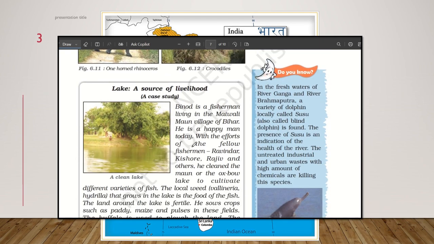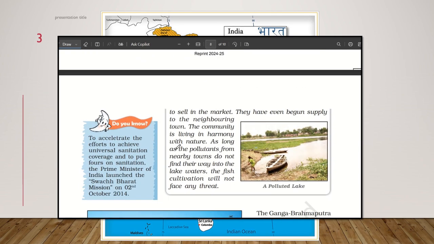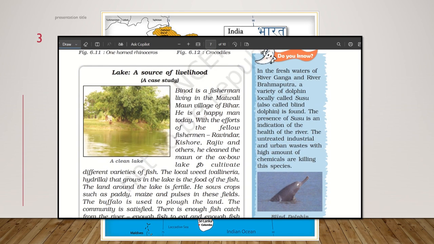So the lake is a source of livelihood. Here you can read this by pausing this video. Okay, they have shown why this lake is very important for livelihood.